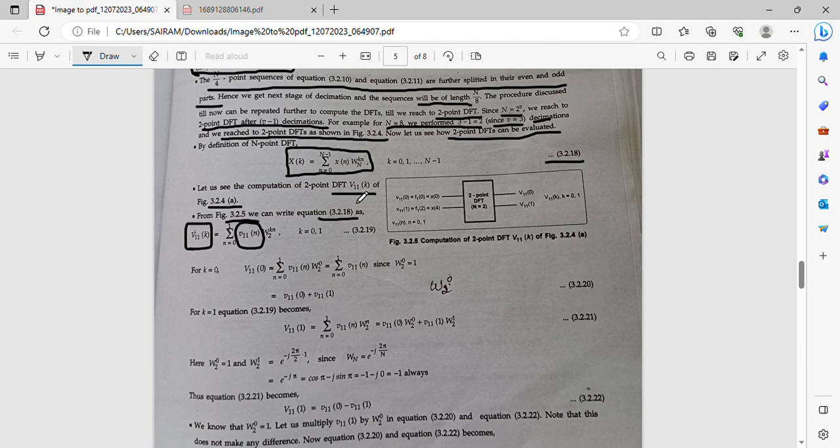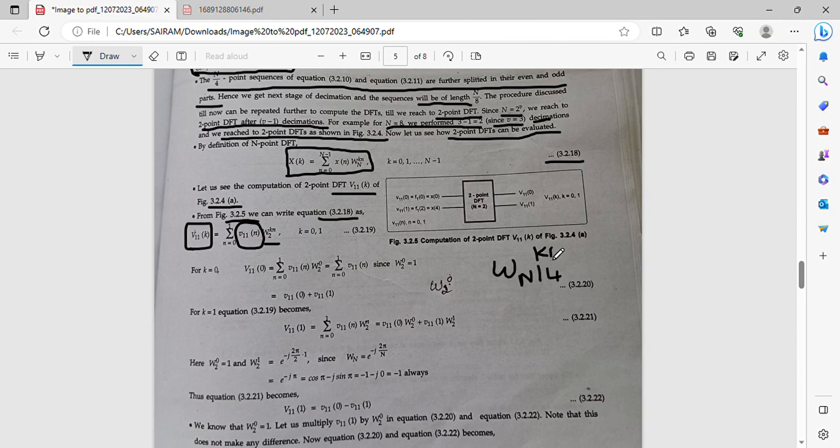So V11 of k we have to compute, and it is a 2-point DFT. To compute it, this becomes V11 of n, right? And this is omega 2 to the power of kn. How omega 2? It is omega n by 4 to the power of kn, and n by 4 is 8 by 4, which is equal to 2. So that is what is directly written over here.